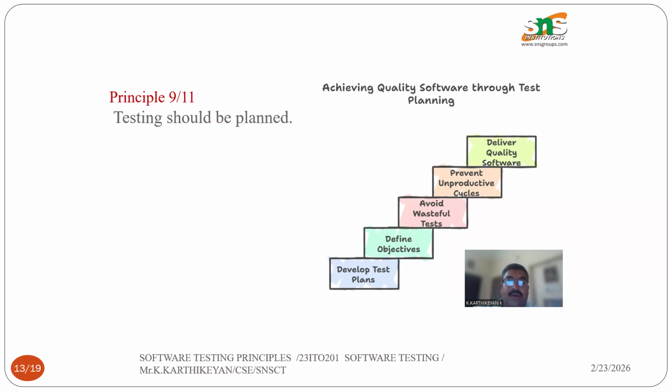Please go through. Testing should be planned, based on achieving quality software through test planning. The first one is your developer's test plan. Second, define your objective, avoid wasteful testing, prevent unproductive cycles, and deliver quality software. Tests should be planned in the area.